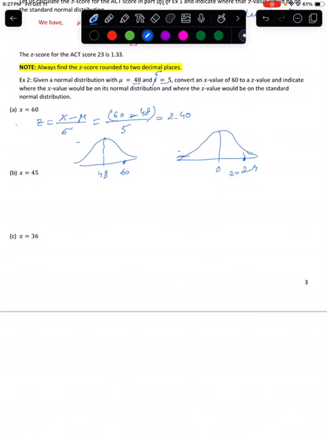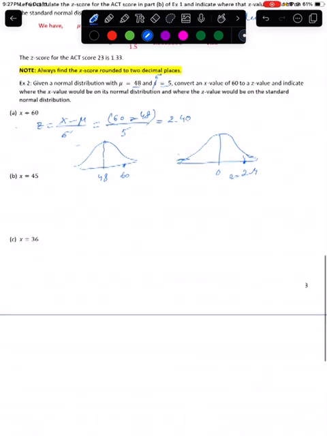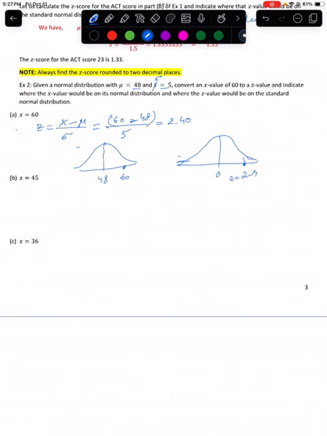So next example, we have x is equal to 45. So z will be equal to 45 minus 48. So now you see x is 45, which means the value is less than the mean, so it will be towards the left. So z is equal to 45 minus 48 over 5. Now 45 minus 48 is negative 3. So negative 3 divided by 5 is negative 0.60.